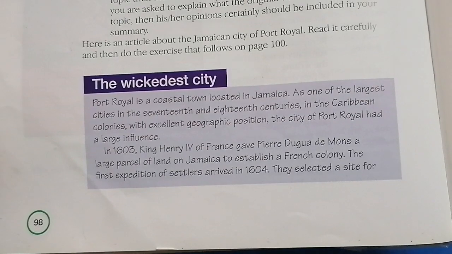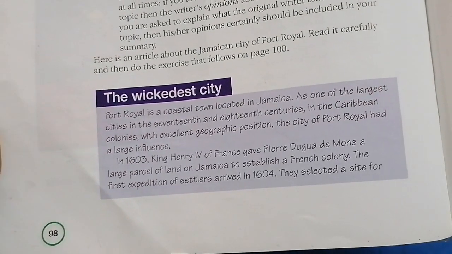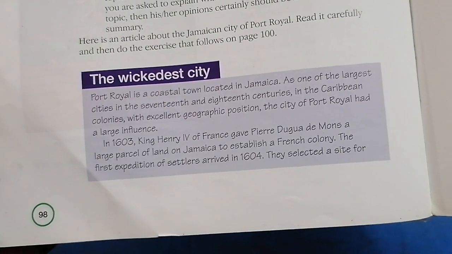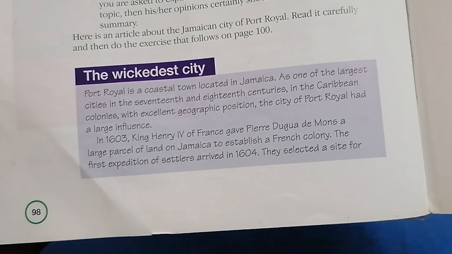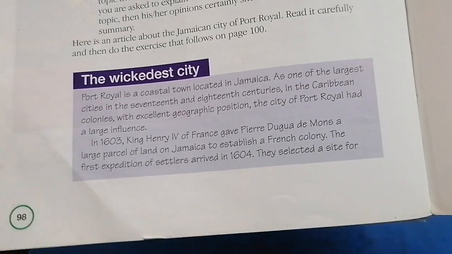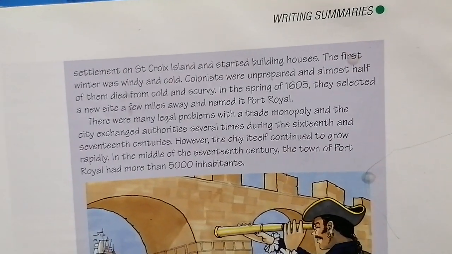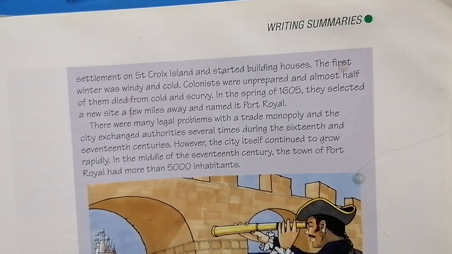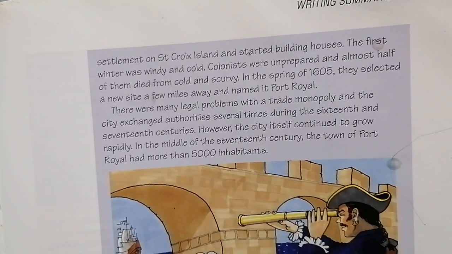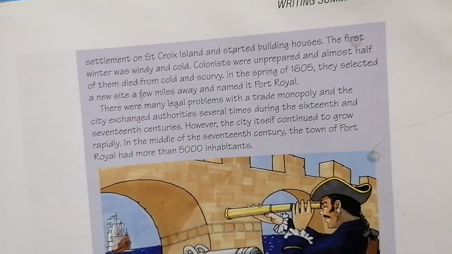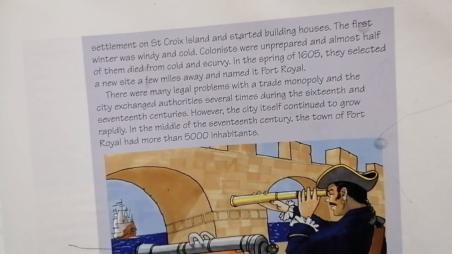In 1603, King Henry IV of France gave Pierre de Guademont's a large parcel of land on Jamaica to establish a French colony. The first expedition of settlers arrived in 1604. They settled a site for a settlement on St. Croix Island and started building houses. The first winter was windy and cold. Colonists were unprepared and almost half of them died from cold and scurvy.